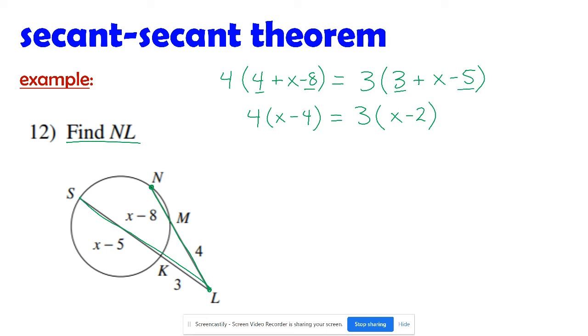Now I'll distribute on both sides this time. I'm going to get 4x minus 4 times 4 is 16. I'll have 3x. 3 times 2 is 6, so minus 6. Once again, we have a variable on both sides. I like to take the smaller term with a variable and subtract it so I don't get any negatives with my variable. So I'm going to subtract 3x.